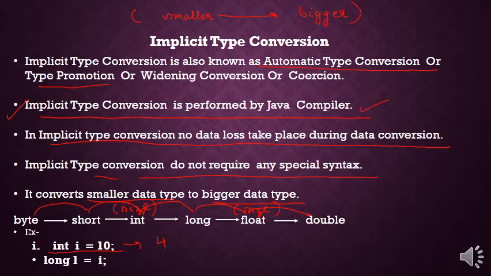And long takes how many bytes in the memory? Long takes 8 bytes in the memory. So here we are converting integer data type into a long data type. Means we are converting 4 byte data into an 8 byte data. Means we are converting smaller to a bigger. So here we are converting integer to a long data type. So this type of conversion is known as what? Implicit type conversion.